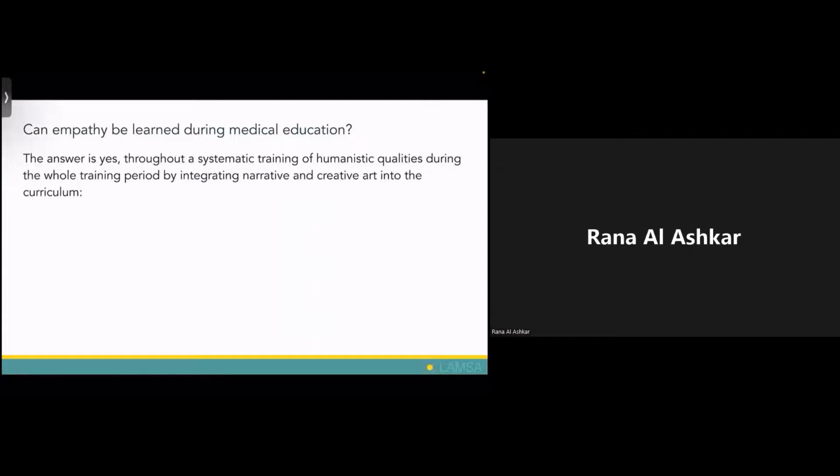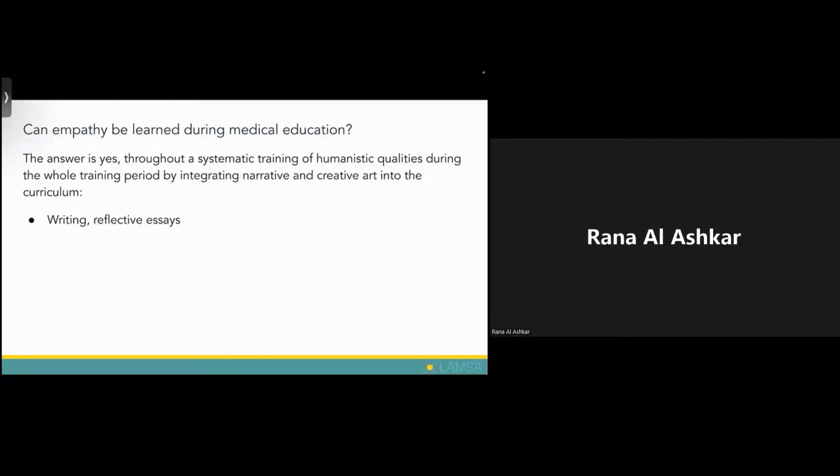So what does this mean? Basically, it means that we integrate what we call narrative and creative medicine into the curriculum. So it's not about only studying diseases and medications and just rotating in hospitals. It has to do more with the narrative part of medicine. What does it mean? It means that we have to make medical students write and learn how to write reflective essays.